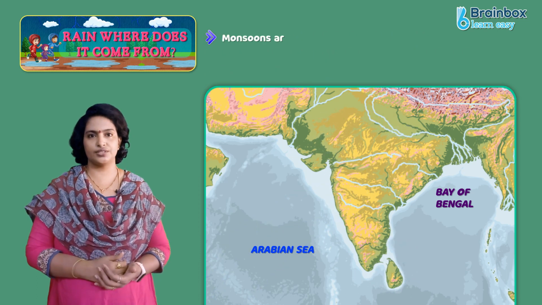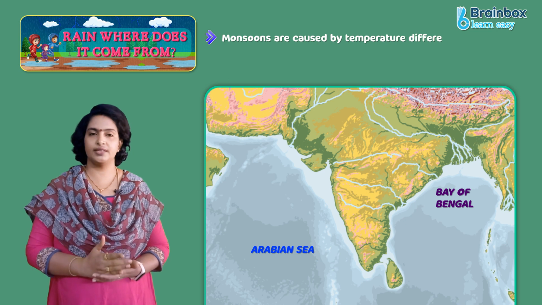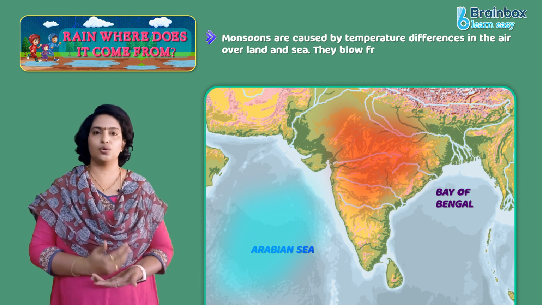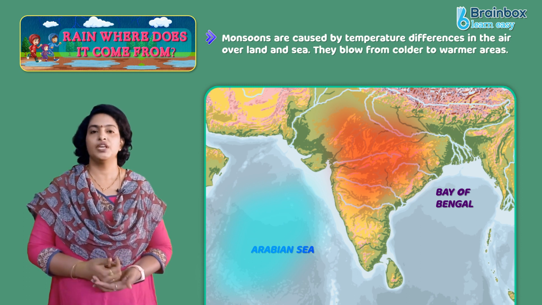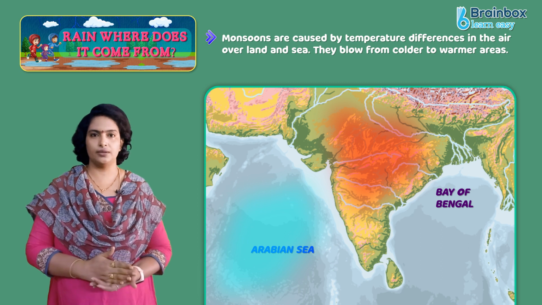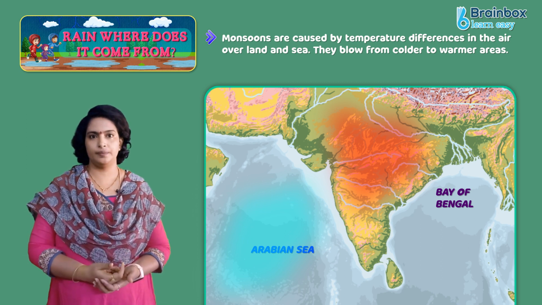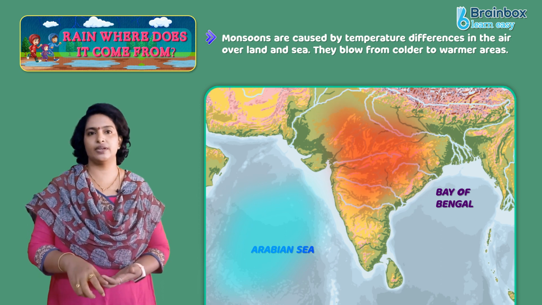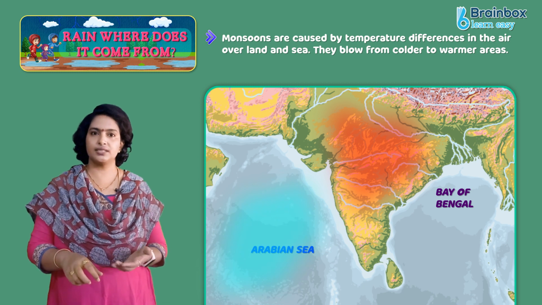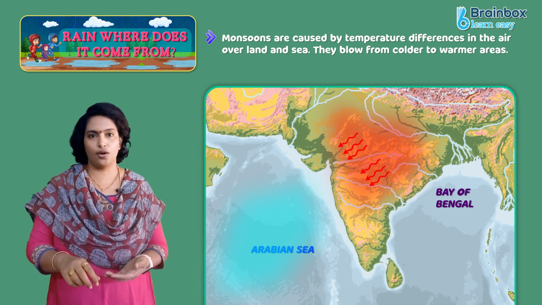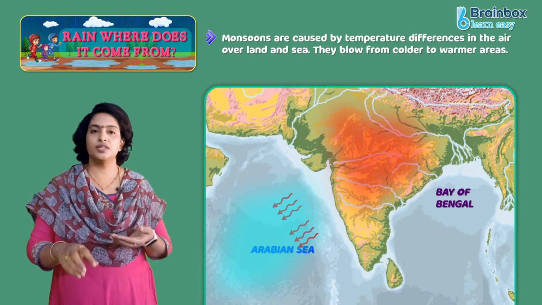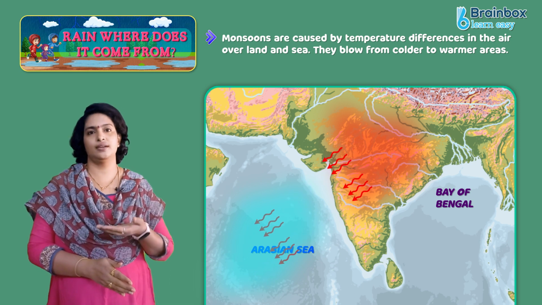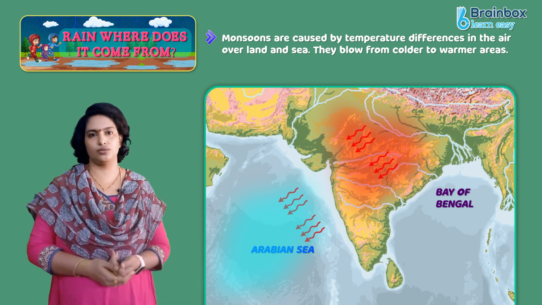So monsoons are caused by temperature differences in the air over land and sea. They blow from colder to warmer areas. In a monsoon region in summer, the land and the air above it become very hot. The nearby sea and the air above it are cooler. Now hot air is lighter than cold air, so the hot air over the land rises. The cooler sea air then rushes in to replace the air that has risen. So this is the summer monsoon.